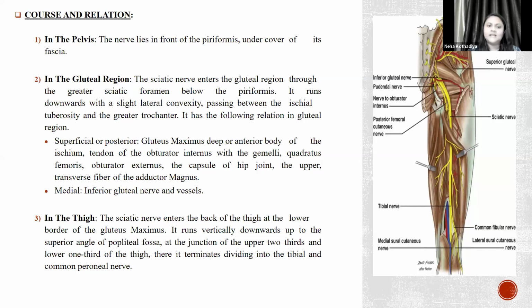In the thigh, the sciatic nerve enters the back of the thigh at the lower part of the gluteus maximus, runs vertically downward up to the superior angle of the popliteal fossa at the junction of the upper two-thirds and the lower one-third of the thigh. There it terminates, dividing into the tibial and common peroneal nerves.